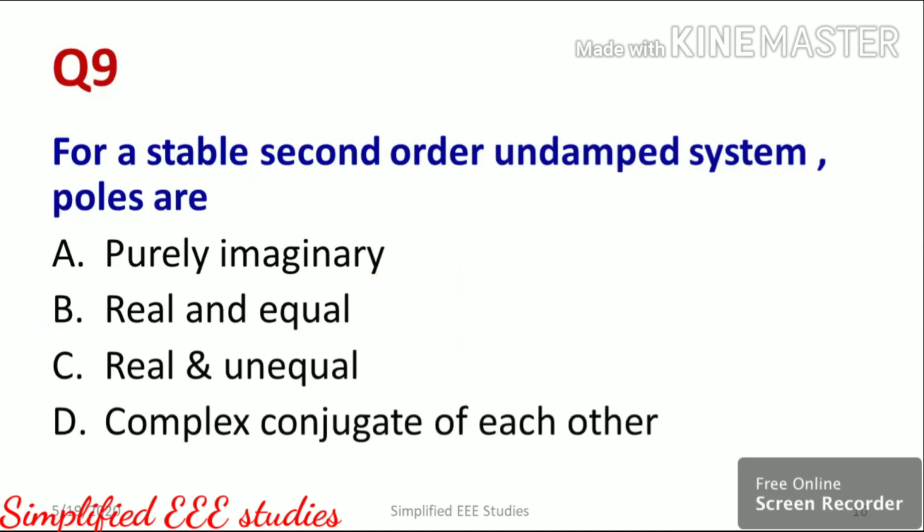Moving on to the next question. For a stable second order undamped system, the poles are, which would be the right answer? Purely imaginary, real and unequal, real and equal, or complex conjugate of each other. So I can go for purely imaginary. How can I justify this?